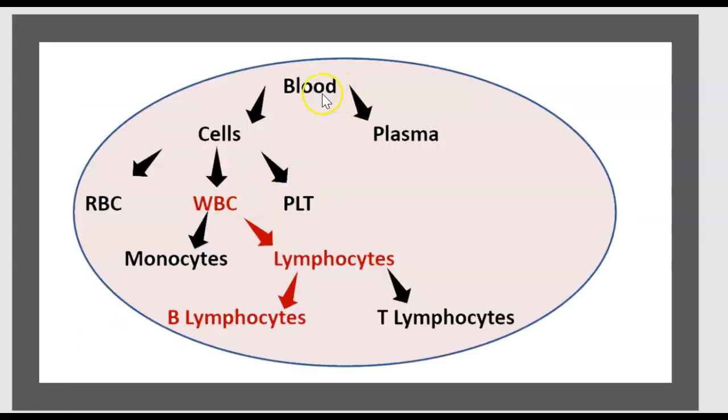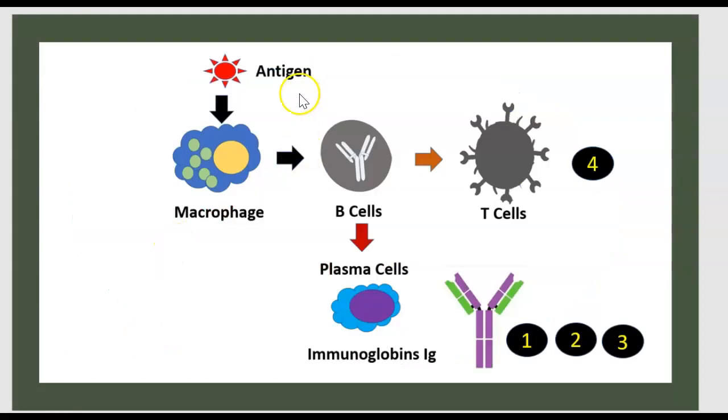From the blood, we can separate the plasma and cells. There are 3 types of component of cells: platelet, WBC, and RBC. White cells, there are lymphocyte and monocyte. Lymphocyte, there are B lymphocyte and T lymphocyte. The first contact with the antigen is a macrophage. Then it gives a signal to B cells, and B cells itself gives signal to T cells and to plasma cells. Plasma cells synthesize immunoglobulin or antibody.